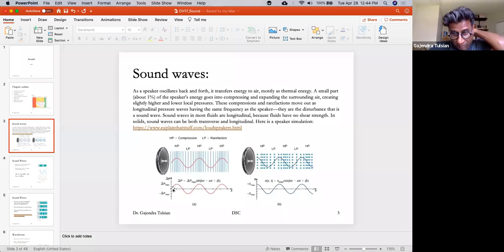Okay, it turns out that your ears are sensitive enough that if the pressure changes by 1 part in a billion, you can hear that sound. So the softest sound corresponds to a pressure amplitude of 1 part in a billion of an atmosphere. And that's pretty amazing.